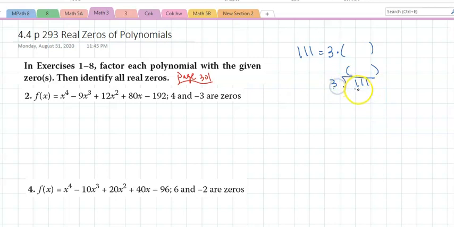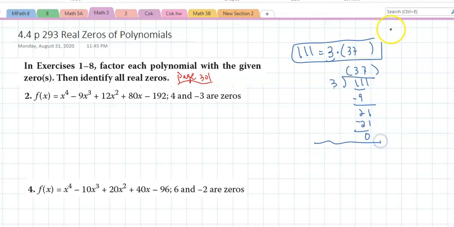Let's see. 3 divides 11 3 times. 3 times 3 is 9. Subtract. That would be a 2. Bring the 1. 7. 3 times 7 is 21. So now I know, if you give me one of the factors, I know 3 times 37 will give me 111. Right?